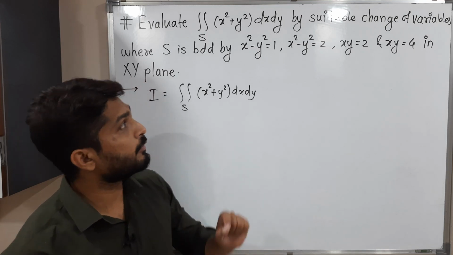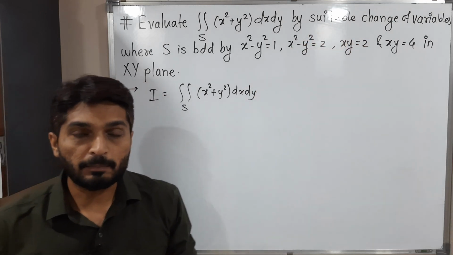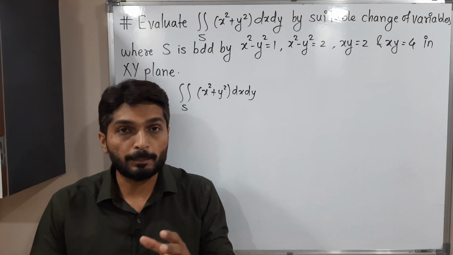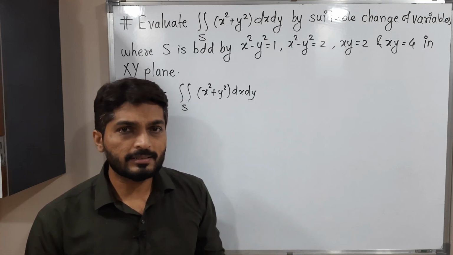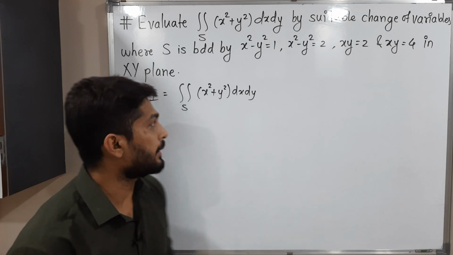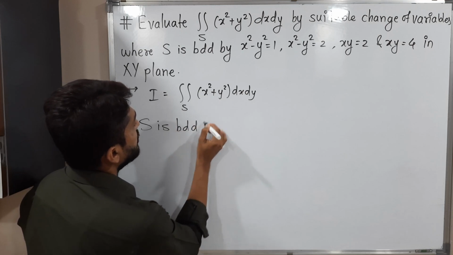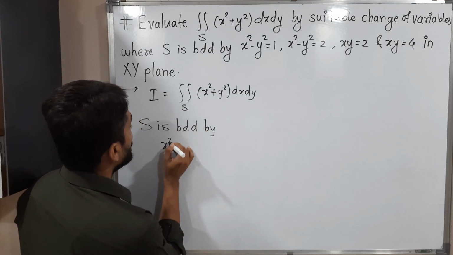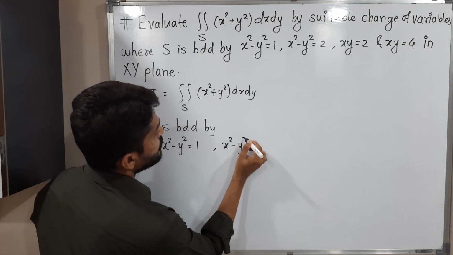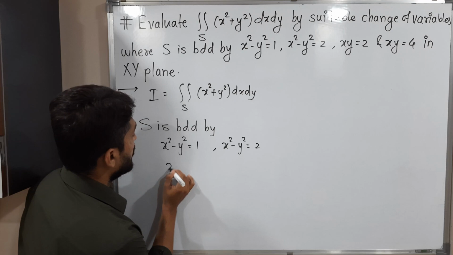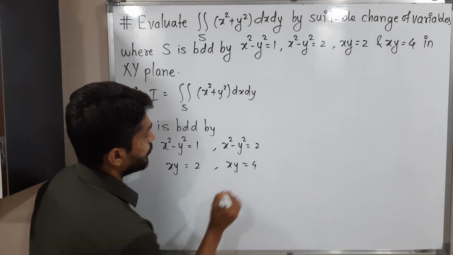That condition is we have to solve this double integration by suitable change of variables. That means we have to convert the problem into some different variables and then solve. So let us write first, the region S is bounded by what have they given: x square minus y square is equal to 1, x square minus y square is equal to 2, xy is equal to 2 and xy is equal to 4.